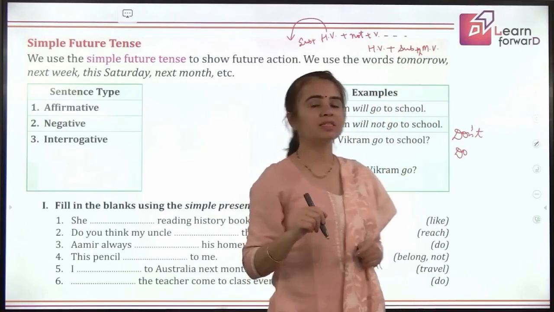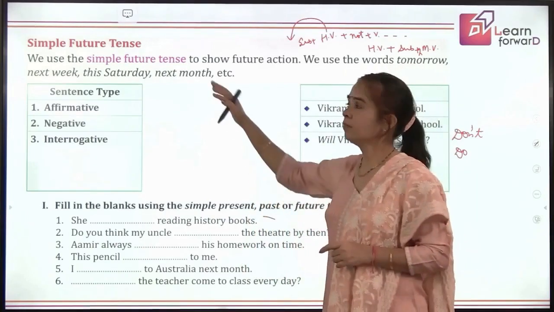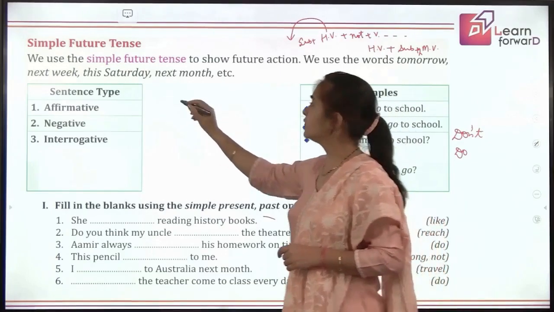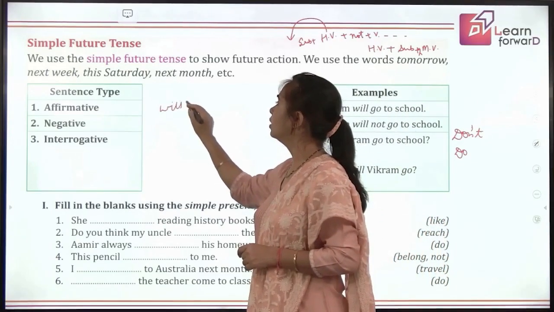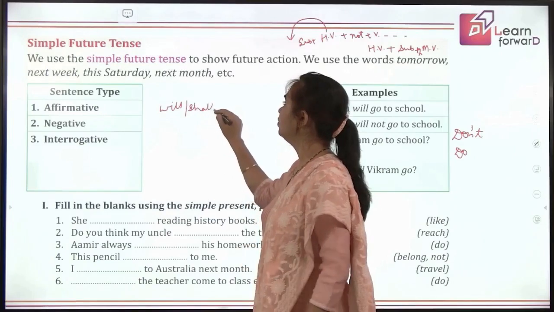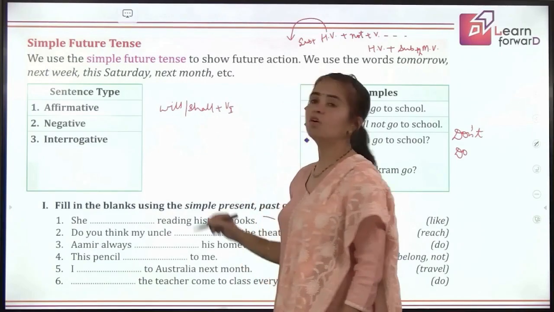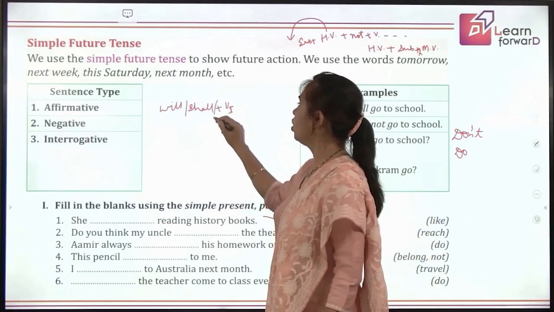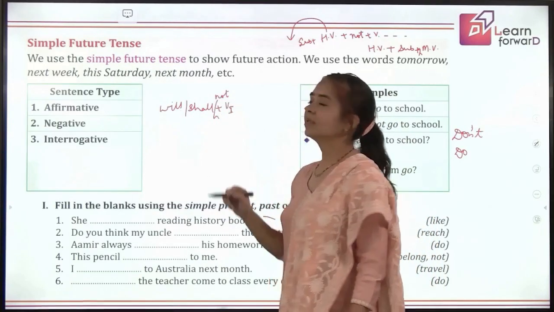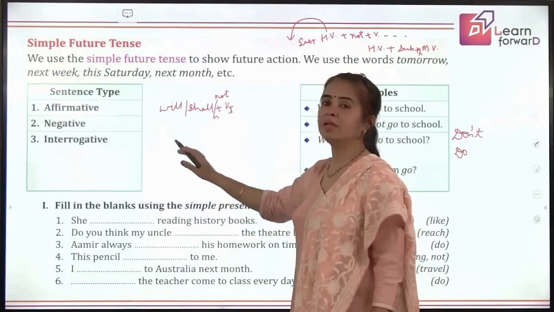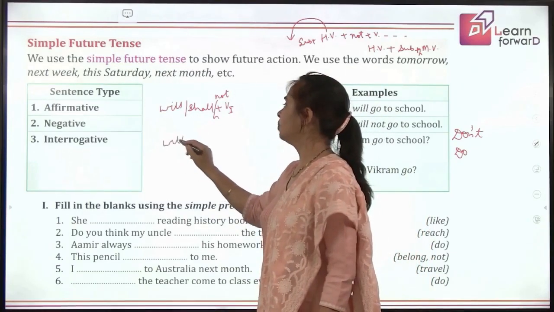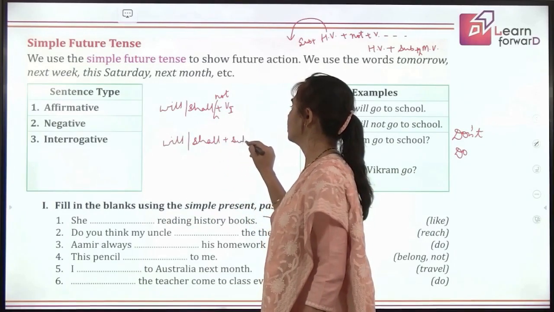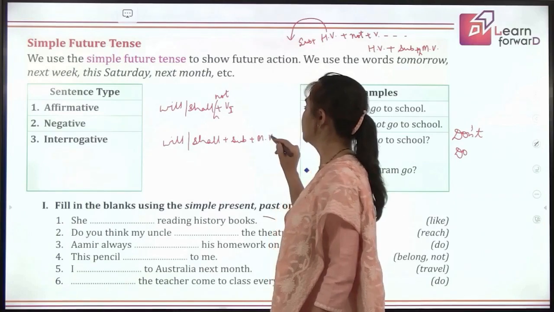We'll just do some examples and then it will be clear to you. So when we are talking about simple future tense, the affirmative sentences have will, shall. This is the helping verb, and with it you have the first form, the root form of the verb. So making them negative is very easy. You will just write not over here, right? And when you have to make them interrogative, you will take will, shall in the beginning, and then you write the subject, and then you write the main verb, right?